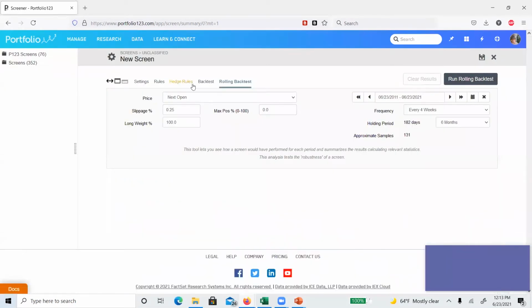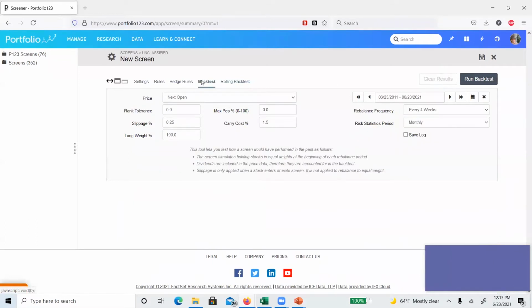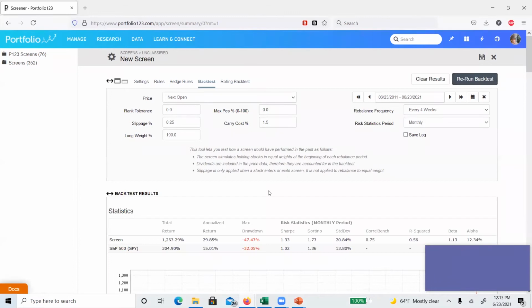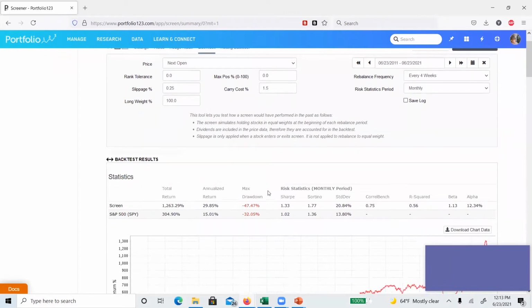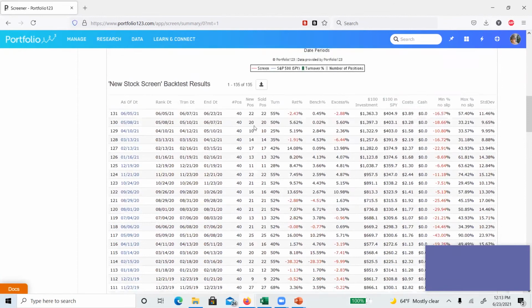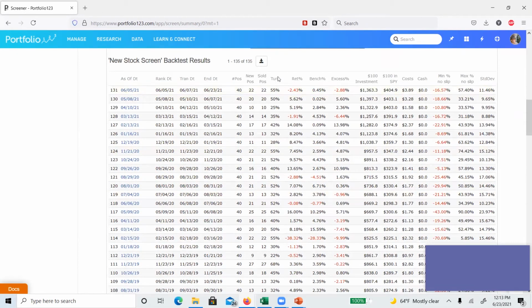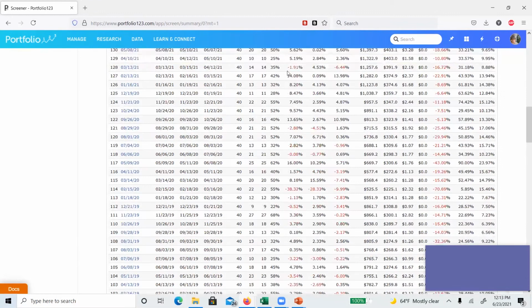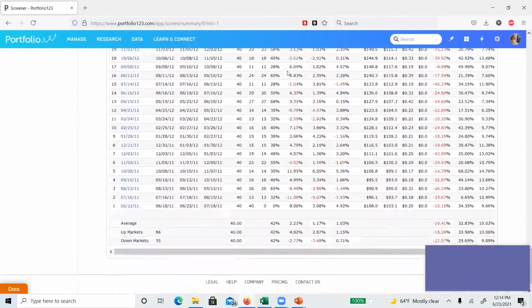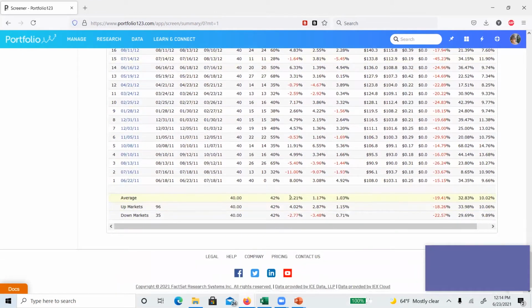I want to show you something else that you can do with screens, which many people don't know about. When we ran this backtest here, you scroll down and you get the number of positions, new positions, sold positions, and the turnover. If you go down to the bottom, you get the average. The average turnover is 42%. So I'm selling 42% of my holdings every 4 weeks, which is a lot.